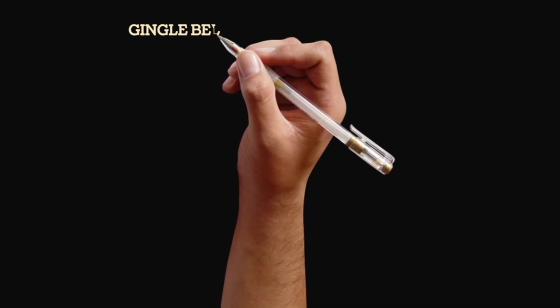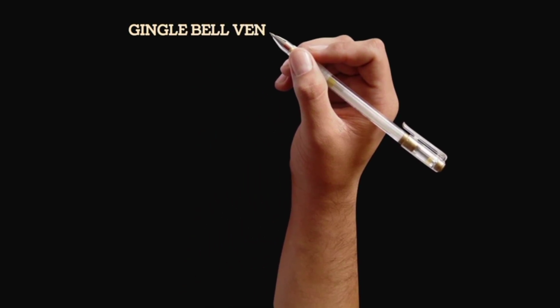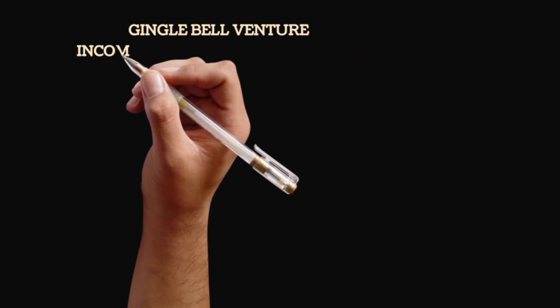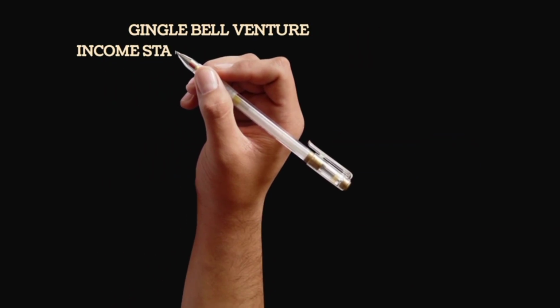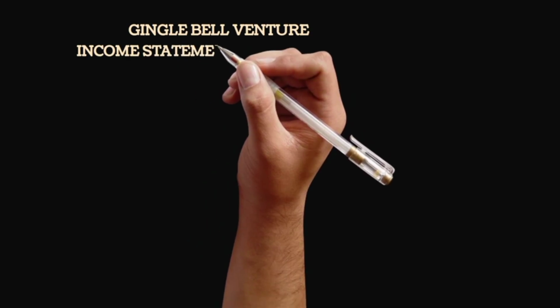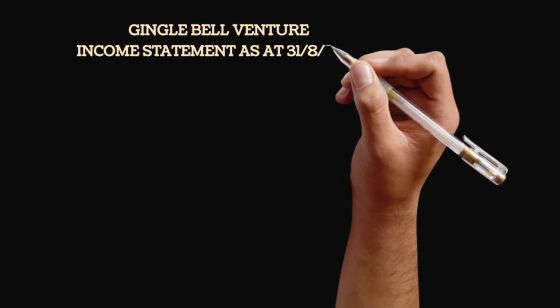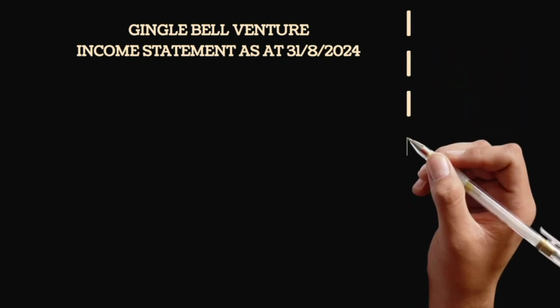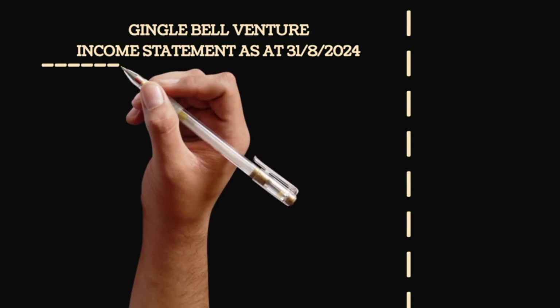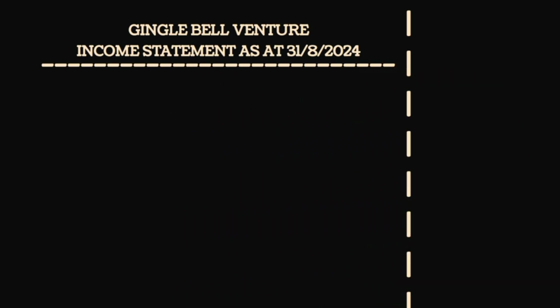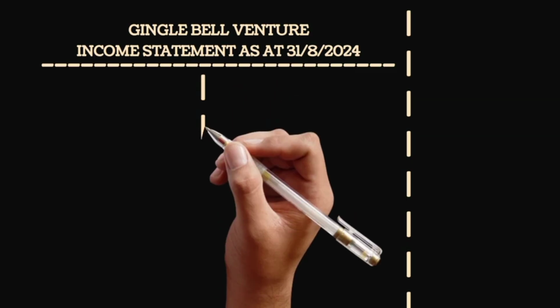Then the first thing we will do is to prepare the trading account. In the trading account, we have one adjustment here. The adjustment says Gingle Bell withdrew goods worth 4,000. When goods are withdrawn, it will be deducted from the purchases in the trading account, and that is the only adjustment in the trading account here.